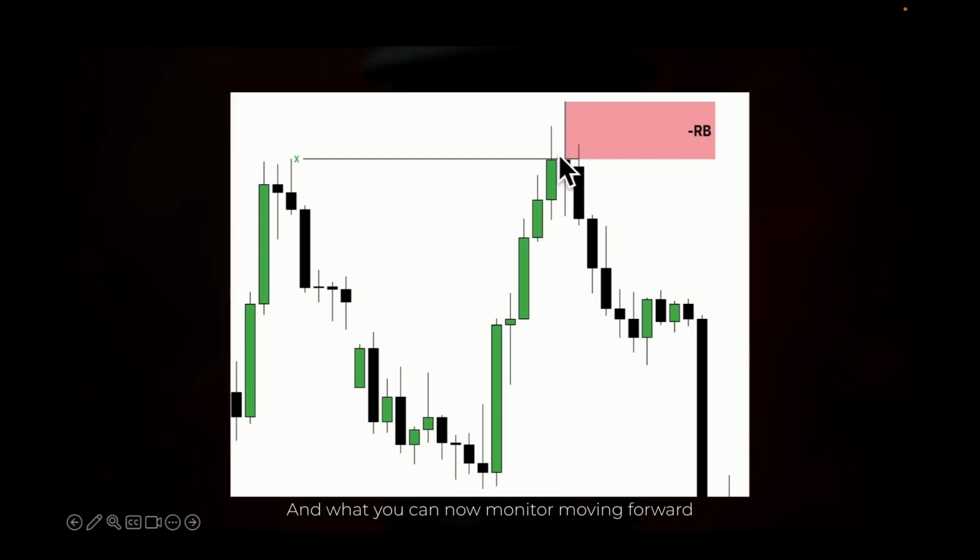And what you can now monitor moving forward is whether or not this rejection block is going to function as resistance on price. Now, for many of you, you might be wondering, how do I know that the high is in? How do I know that the smart money reversal is in? How do I know that it's now going to turn around and draw towards sell-side liquidity? When it comes to your entry patterns, you must understand that the majority of you are going to enter way later within the PD array matrix. Meaning your focus should be on fair value gaps or breakers and mitigation block entries.